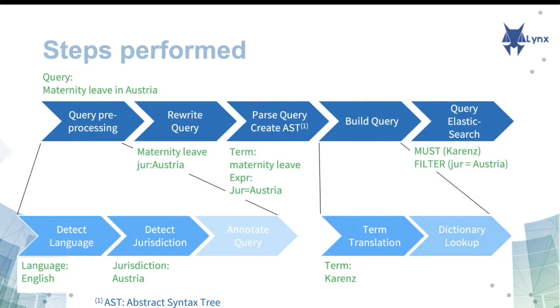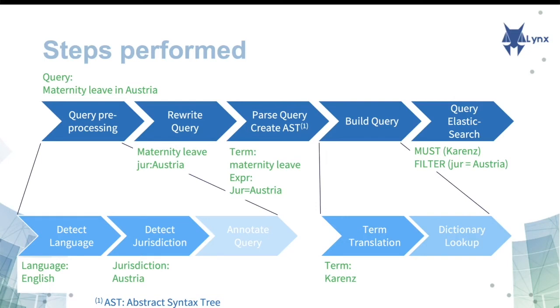Let's have a look at which steps are performed when you perform a search query. We have here, for example, the query maternity leave in Austria. In the first step, a query preprocessing is performed, which detects the language, in this case English, detects the jurisdiction Austria because of the term Austria, and if it's configured, it annotates the query. Then there is a rewrite of the query based on the annotations. So the query will now be maternity leave, jurisdiction, Austria.